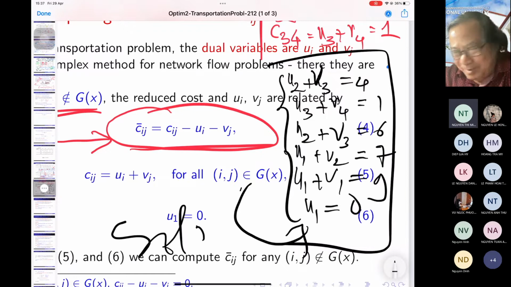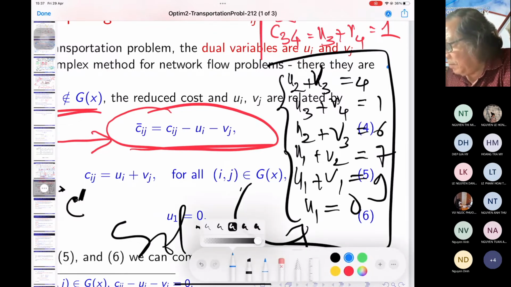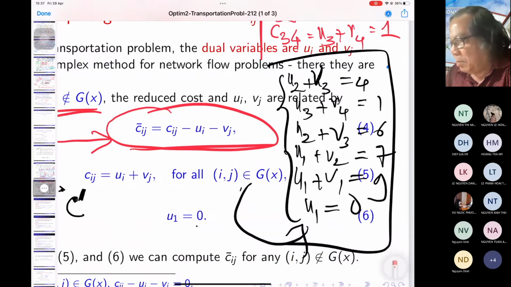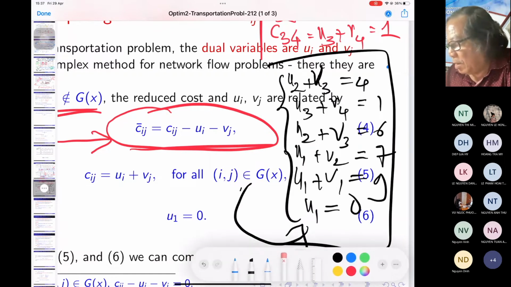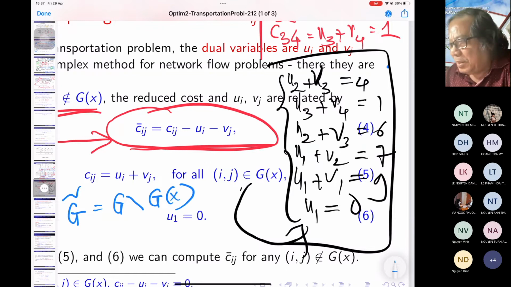Yes, I think I can. Very easy. Is that okay? And then you call C bar, you call C prime, you call G. Okay, and then how do you find out the C bar? We do like this. We let G tilde equal to G minus Gx. G is the set of all cells. Is that okay?